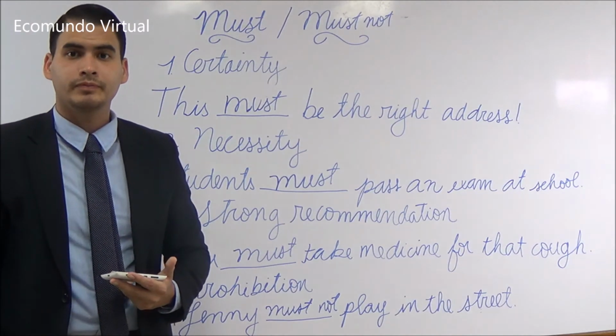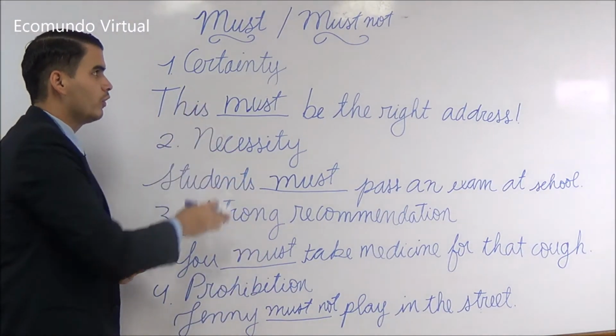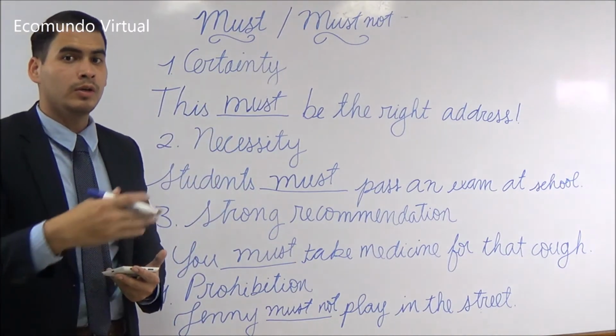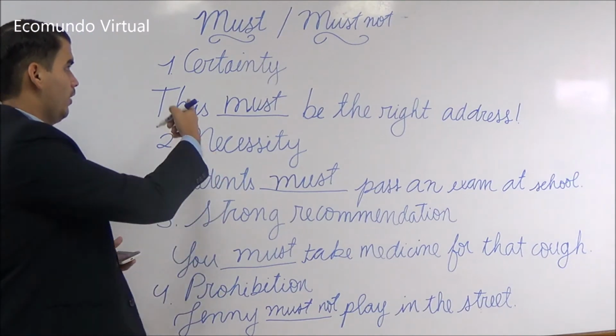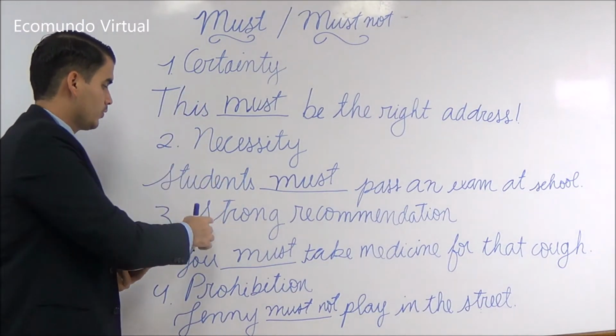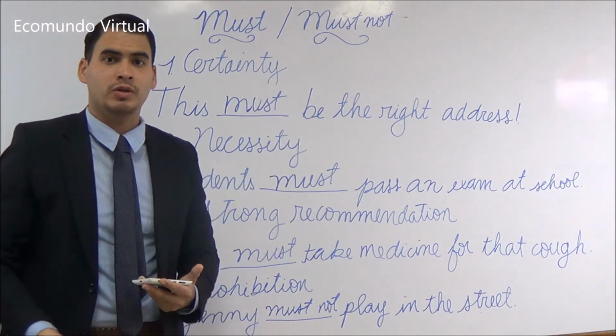So that is the reason they give a strong recommendation, a prohibition, which is Jenny must not play in the street. So students, bottom line, here we have the 4 reasons, the 4 rules for must included mustn't. I repeat, certainty, necessity, strong recommendation, and the final one for mustn't is prohibition.